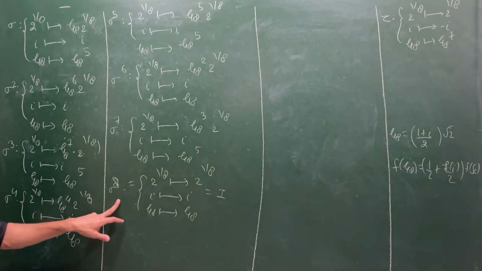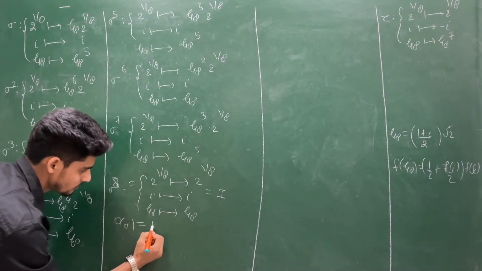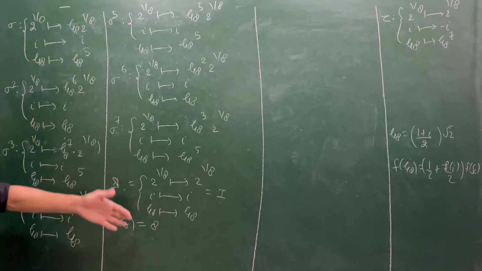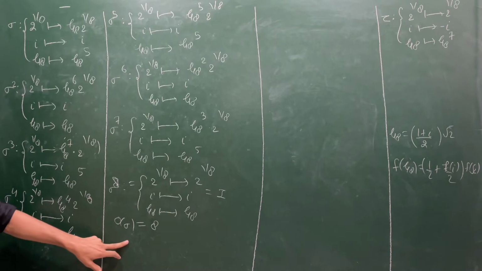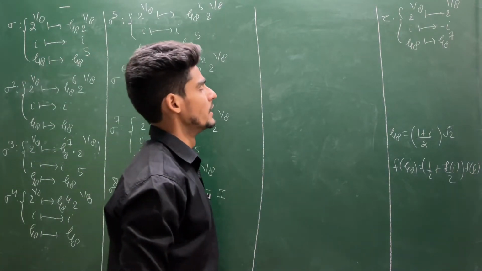So what can you say about this sigma? The order of this sigma is actually 8. So you have generated one element, you have taken one element of order 8. So this is our sigma.